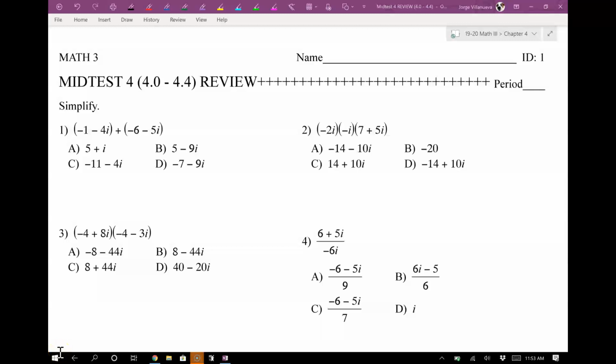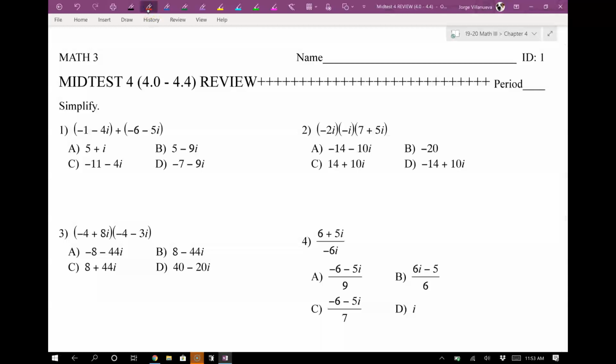I'll have the review. This is the mid-test 4 review. Notice it's from 4.0 to 4.4. So let's go over this stuff really quickly. We won't take too long. Most of this stuff you guys practiced already, so let's just go through it real quick, okay?